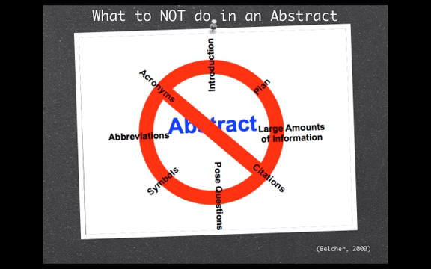When writing an abstract, make sure you don't just introduce your topic, as this is what your introduction is for. Also, don't write your abstract as a plan. In addition, don't give out large amounts of information. Don't include footnotes, citations, questions, abbreviations, symbols, or acronyms.